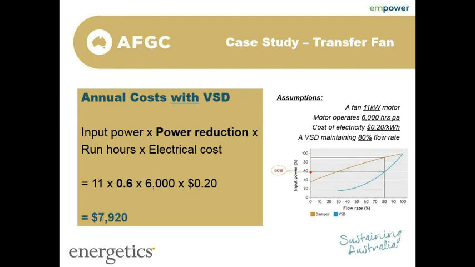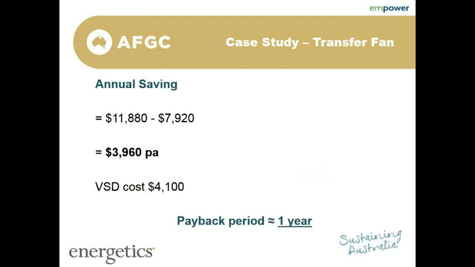and then by installing the VSD on the motor, we change to effectively the same equation, but we now have our power reduction of 60% rather than 90%. 11 kilowatts times 60% times 6,000 hours times 20 cents is $7,900. So the difference there is almost $4,000, so $3,900 per annum energy saving by installing a VSD.